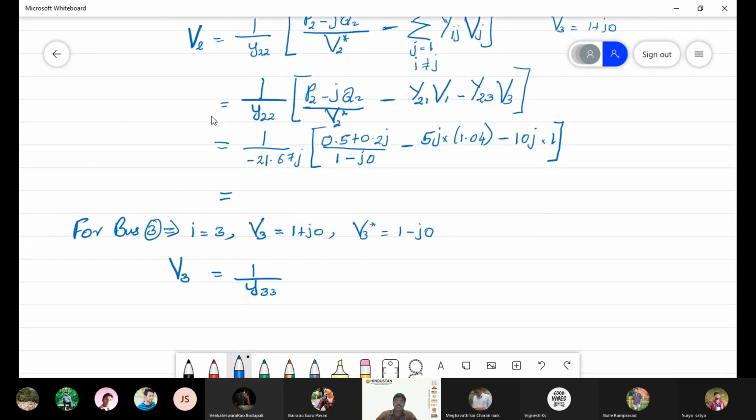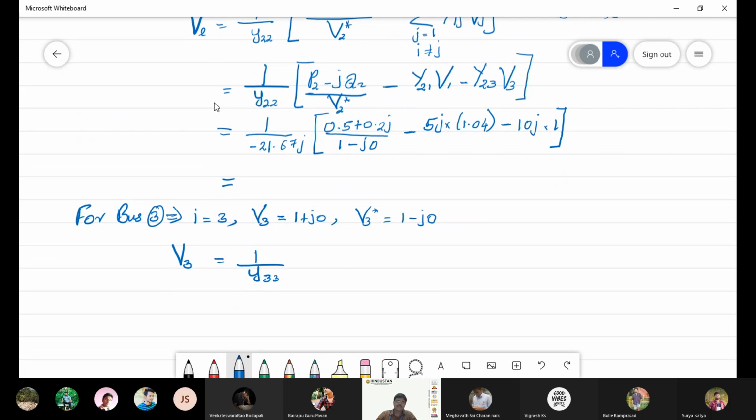That is P2 minus jQ2, so here it is i3, i is equal to 3. Therefore, I'm opening the bracket. That is P3 minus jQ3 divided by V3 star, right, minus Y31 V1 minus Y32 V2, we could write minus Y33 V3, but the condition is i is not equal to j, right, that is the condition, therefore we need to close it here itself.